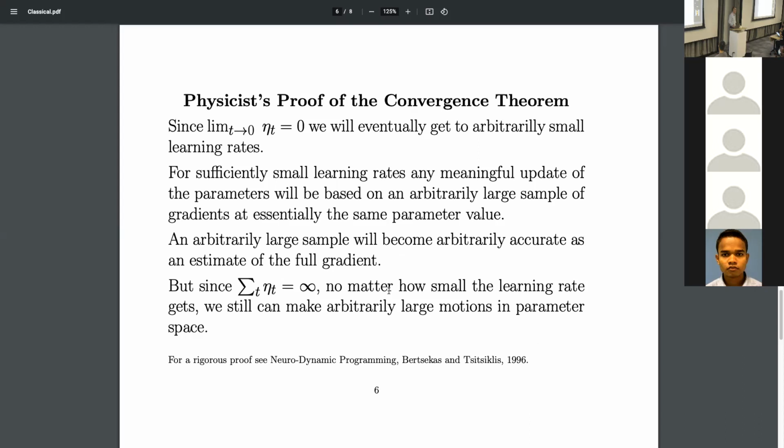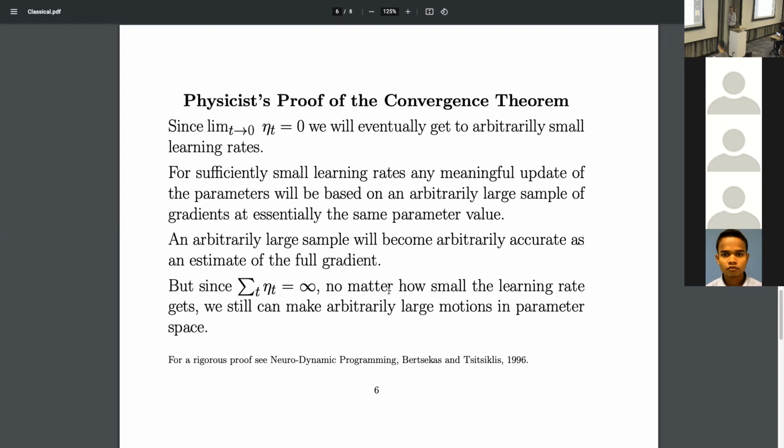Now I'm going to try to prove this. But this is a physicist proof. So for me, what a physicist proof means is that it convinces me, but it's not rigorous. Okay, so how do we think about this? What's going on here?